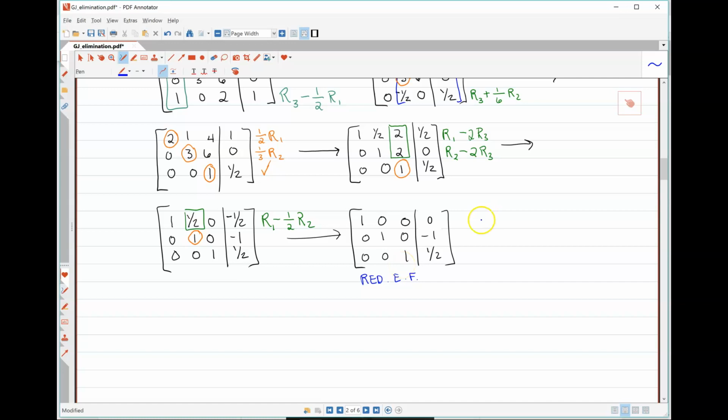And now, if this is a linear system I'm working on, I can just read off the solution. It says x2 is equal to -1, and x3 is equal to 1/2. All right, so that is the solution to our linear system.